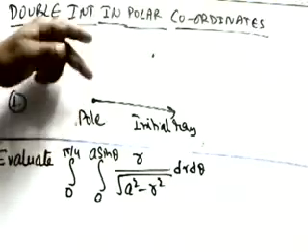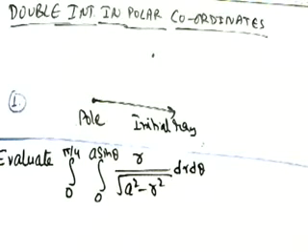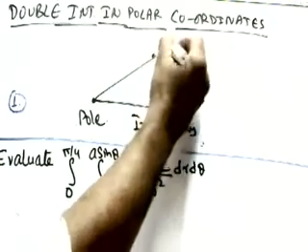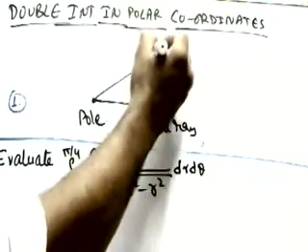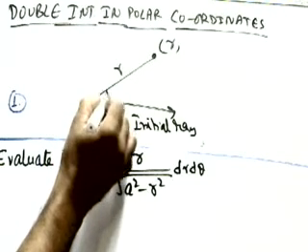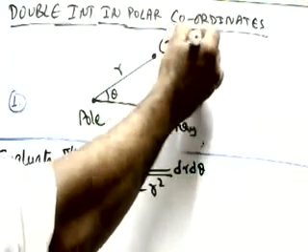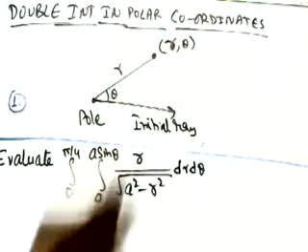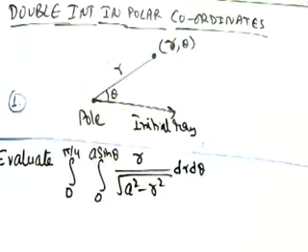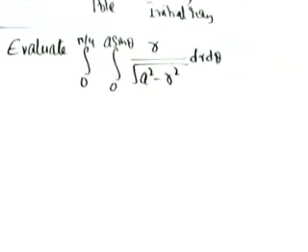In polar coordinates, we will have a fixed point that is called the pole, and a ray. This is called the initial ray. Suppose we are having a point. The distance of this point from the pole is denoted by r, and the angle of this line with the initial ray is denoted by theta. So the point is shown as r comma theta. r is the distance of the point from the pole, and theta is the angle between the initial ray and the line.